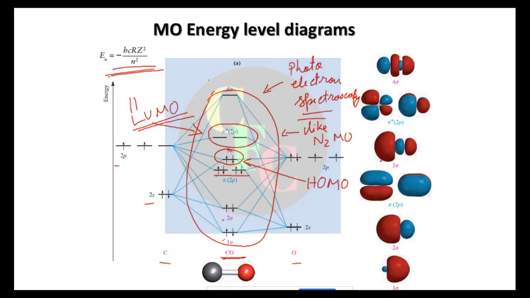This looks like this one, right? The shape is this one. Why is the shape not symmetric now? Because these two are not of the same energy. Carbon and oxygen are not similar in energy, so the shapes are different.